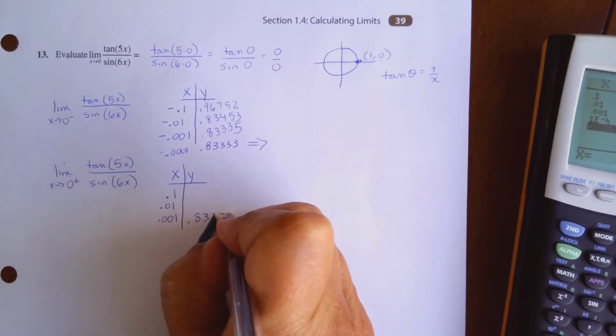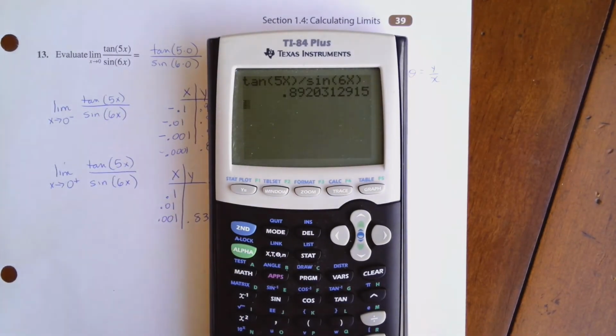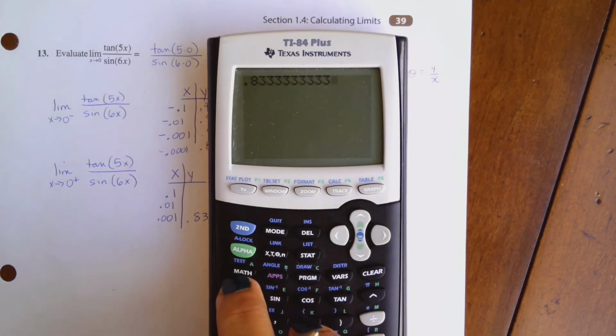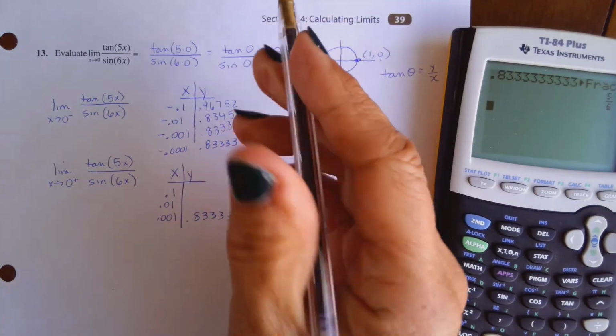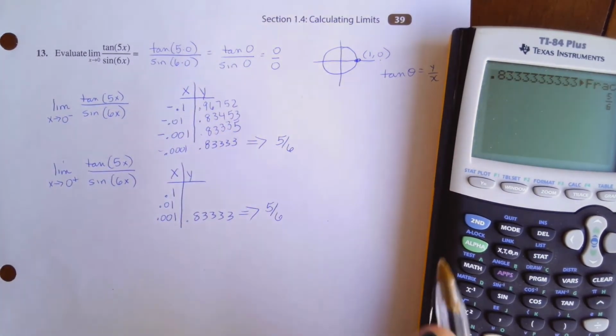So I'm going to go back on my calculator, go to the home screen, and type in 0.83333. I didn't type it in y equals before. Type a bunch of them. All right, and then I want to change that back to a fraction. So I go to math, go to number 1, hit enter, and I get 5/6. Okay? So I know that the limit is going to 5/6.